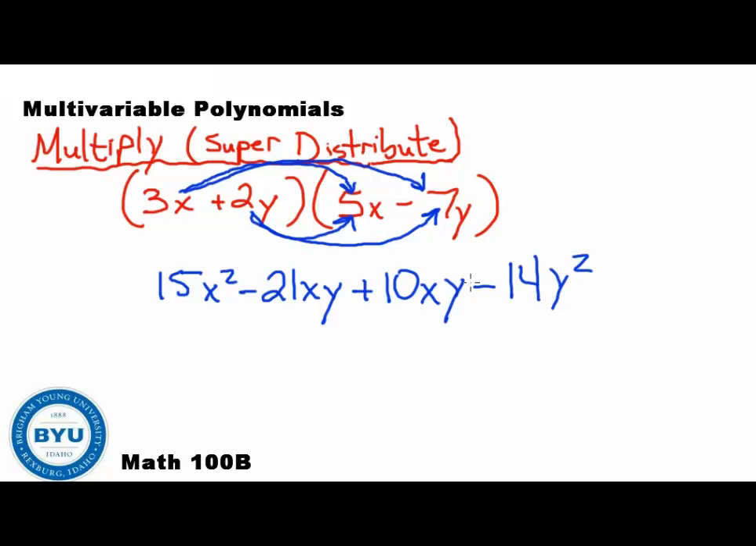Our last step is simply to combine the like terms. So I've got an x squared. Any other x squareds here? Nope. So I just write 15x squared. Here I've got an xy. Any other xy's? Right here. So negative 21xy plus 10xy comes out to be a negative 11xy. And then that's also by itself, negative 14y squared. Again, that's pretty much all there is to this: when you multiply, just make sure to super distribute. Good. Let's have you guys try a few of these problems.